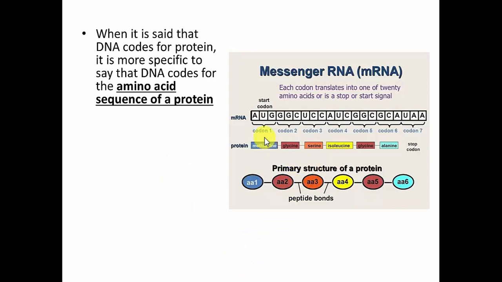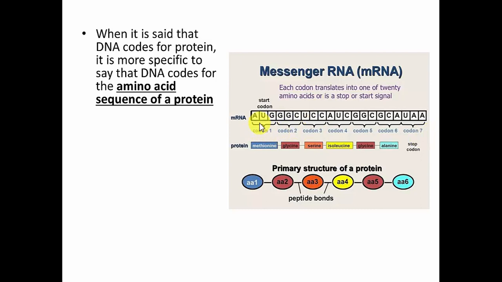So we can see that here a little more clearly on this figure. Messenger RNA, each codon translates into one of the 20 amino acids or is a stop or start signal. So we'll get to that part on the starting and stopping here. But take a look. Here's a sequence of RNA. In these RNA molecules, RNA nucleotides then are shown in their individual codon units. So codon 1, 2, 3, 4, etc.